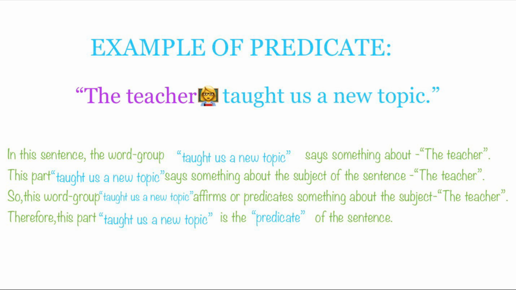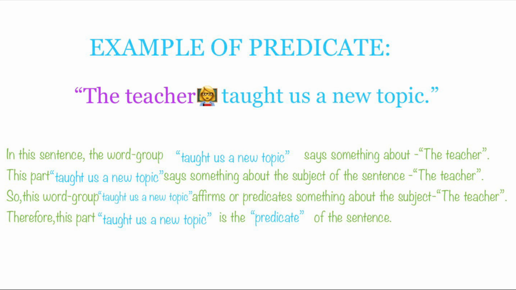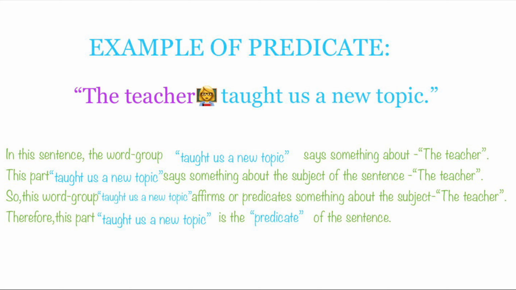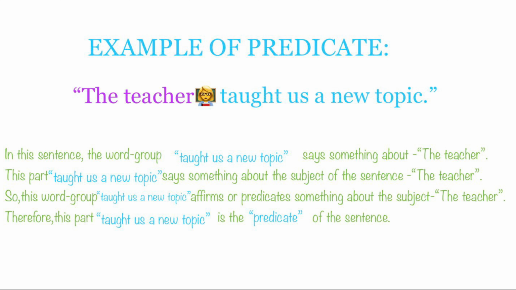Let's take the second example again. The teacher taught us a new topic. In this sentence, the word group taught us a new topic says something about the teacher. This part, taught us a new topic, says something about the subject of the sentence, the teacher. So this word group taught us a new topic affirms or predicates something about the subject, the teacher. Therefore, this part, taught us a new topic, is the predicate of the sentence.